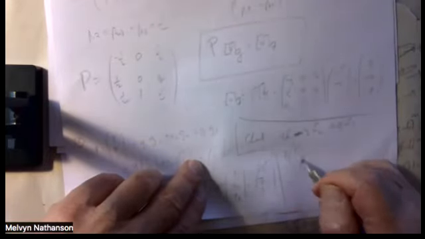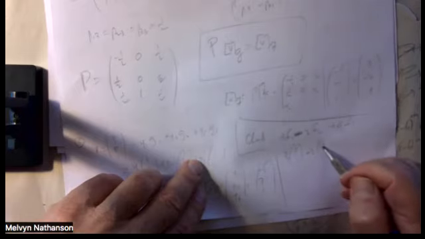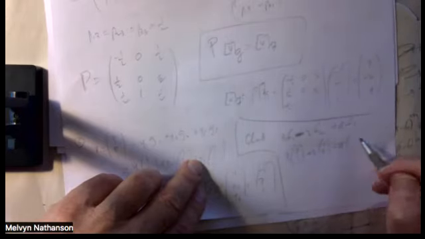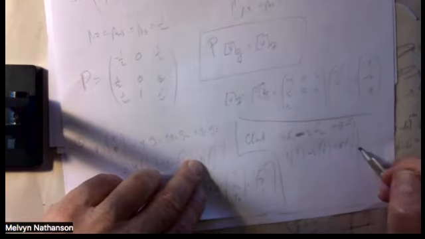So let's check. 3F1 minus 2F2 plus 9F3. That's 3 times the vector 0, 1, 1 minus 2 times the vector 1, 0, 1 plus 9 times the vector 1, 1, 0. This is minus 2 plus 9, that's 7. This is 3 plus 9 is 12. This is 3 minus 2 is 1.